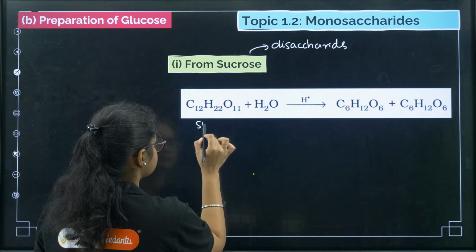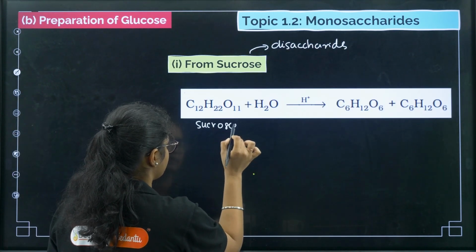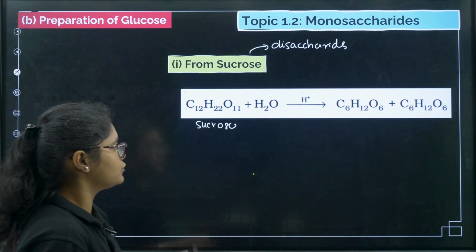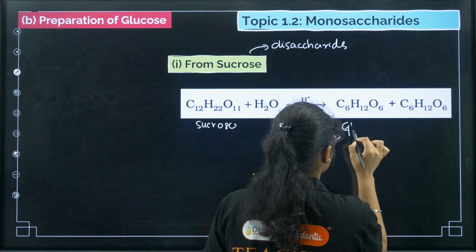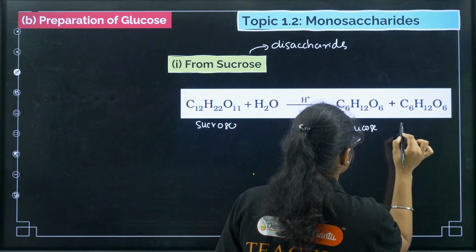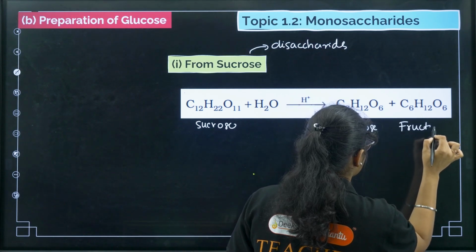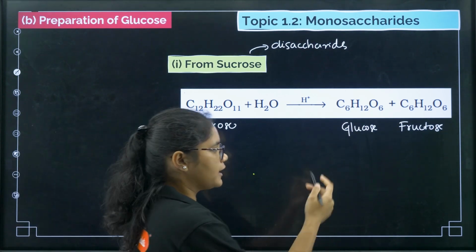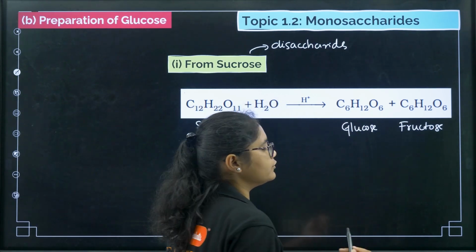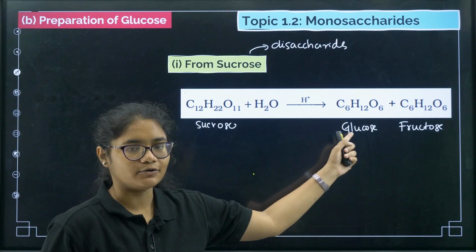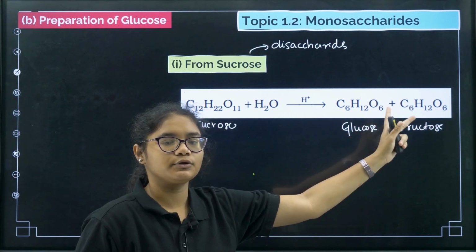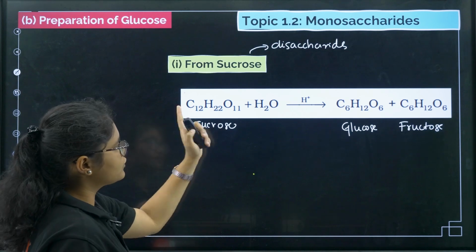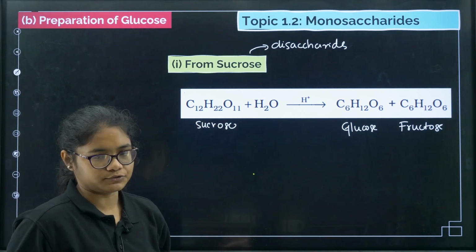This one is sucrose, C12H22O11. If you do acid hydrolysis, means if you break this sucrose, you will get one glucose and another is fructose. Now you may see that both of them have the same molecular formula, but you must know now what is the difference between glucose and fructose. This is an aldose, this is a ketose, right? So these two you can say are functional isomers. So now glucose can be prepared by breaking sucrose.